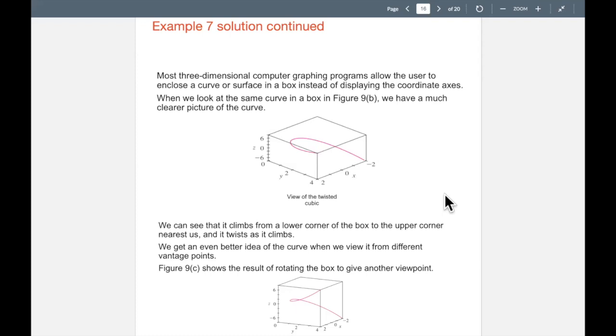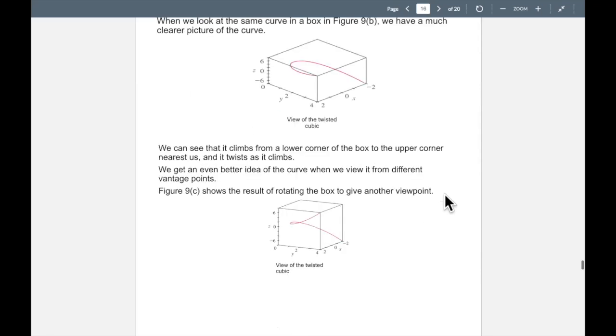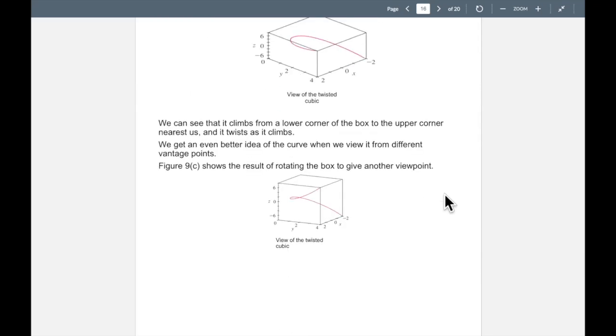And we can see that the curve climbs from the lower corner of the box to the upper corner of the box, and it twists as it climbs, right? And then twist, and then climb, and end up over here. Okay. And you can also see the result by rotating the box. Okay, so we rotate the box, you can see one way. This is another view of the same curve. Okay, the twisted cubic.